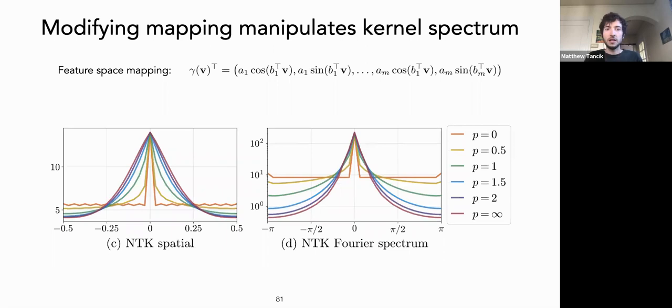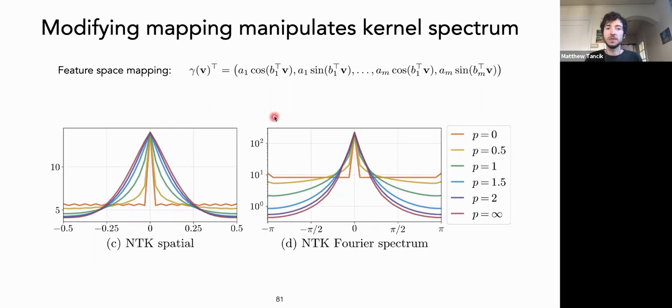So we can take another look at our mapping, and what we can do is modify these amplitudes and frequencies. So here we're plotting an NTK for one such parameterization that is controlled by this parameter p. In this parameterization, we have the full Fourier basis of frequencies. And then what we're varying are the amplitudes, and we're varying them such that they drop off for higher frequencies at a rate that's proportional to p.